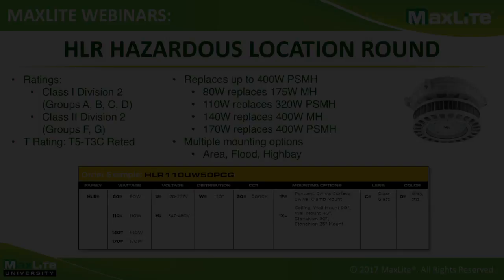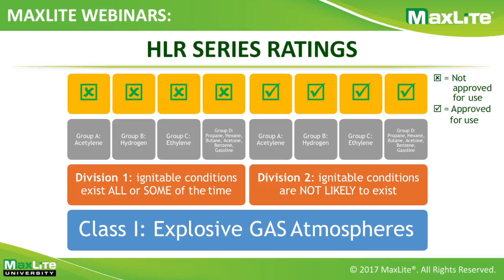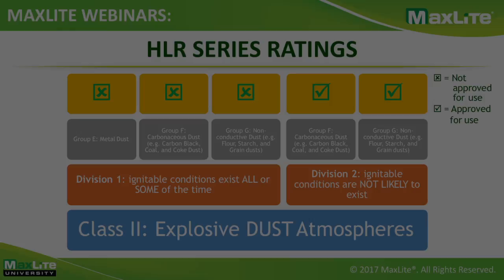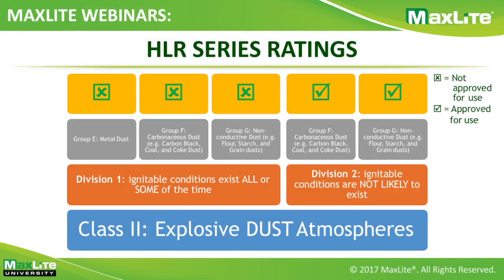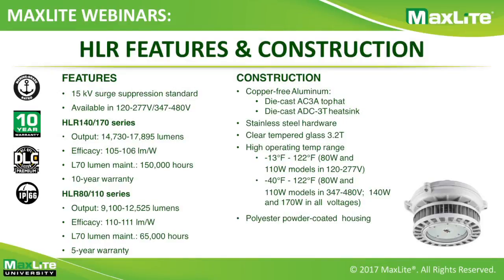flood, and high bay. Like I said, the HLR series is rated for Class 1 Division 2 for all 4 groups, groups A, B, C, and D, and also Class 2 Division 2 for groups F and G. The HLR series is one of our only 2 marine-grade fixtures, so it's UL 1598A. It comes standard with our 10-year warranty. It is DLC Premium listed, all modules except for the HLR 170, and it has an IP66 rating. 15 kilovolt surge suppression comes standard, and it's available in universal voltage, 120 to 277, and high voltage, 347 to 480.